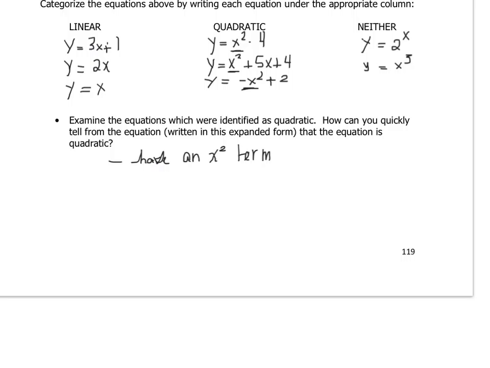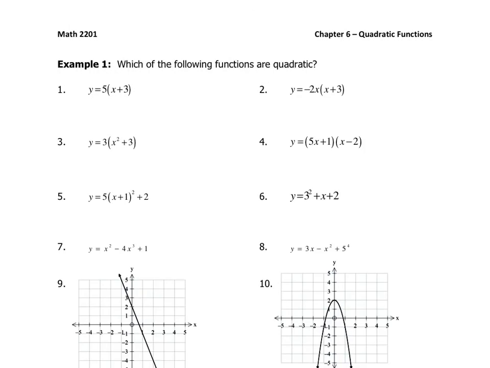Okay. So the next example asks us to look at the equations and decide which ones are quadratic. Sometimes you might not be able to tell exactly by looking at it, but if you expand, for example, this one would be y equals 5x plus 15. That is a linear equation, not a quadratic. It does not have an x squared term. So this one would actually be linear. It's more like the y equals mx plus b format.